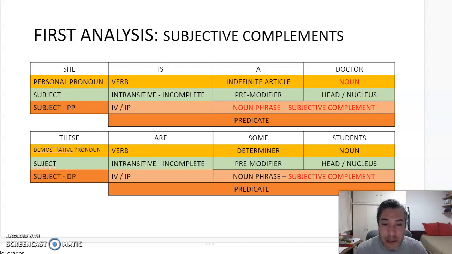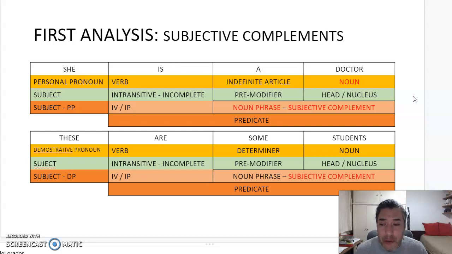So in this case, we have two subjects, she and these. Can you see here? She and these. And the first sentence says, she is a doctor. Well, what do we have to do here?